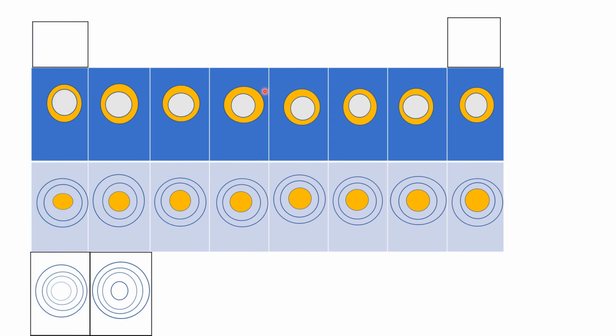This is the periodic table. Here we will learn how to arrange electrons according to atomic number. We arrange elements in the periodic table according to atomic number in increasing order, from 1 to 20.